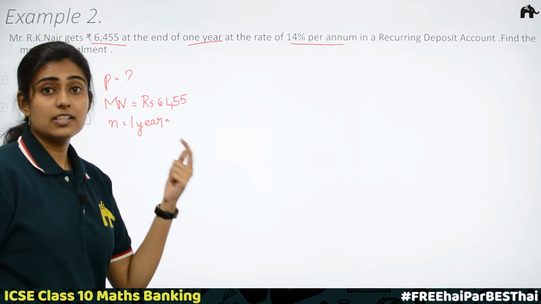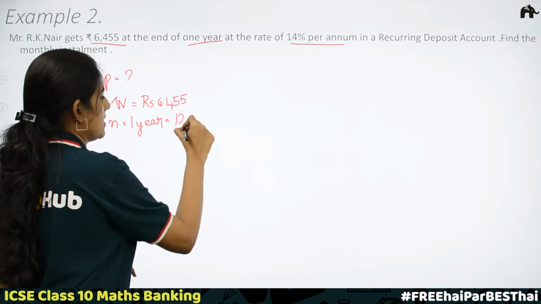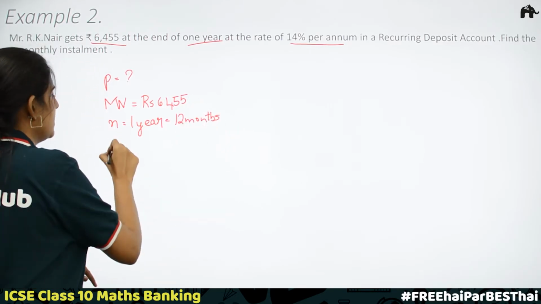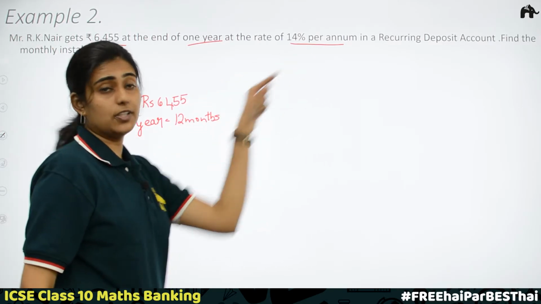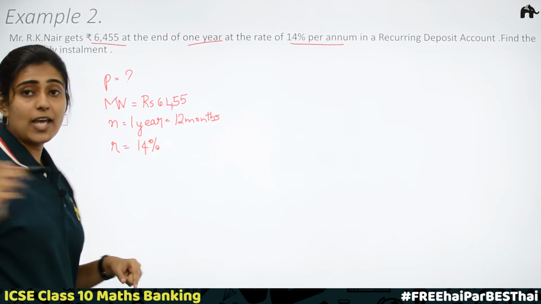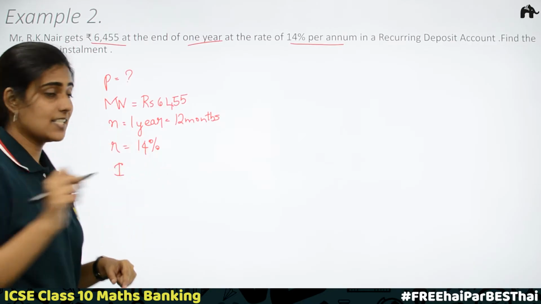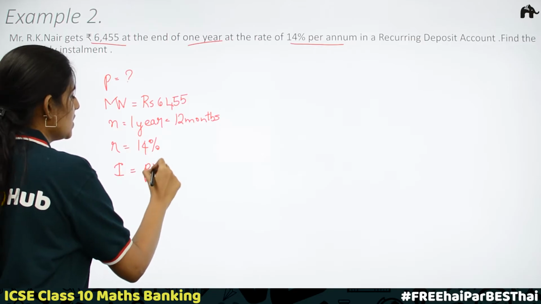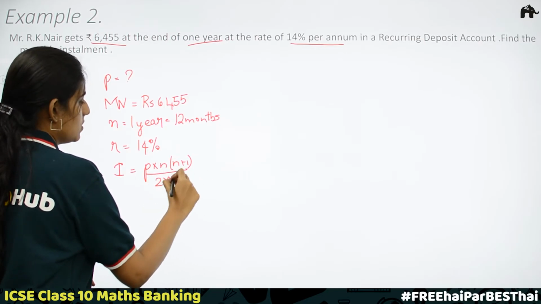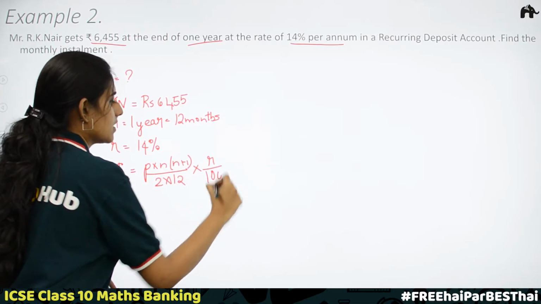What we need to do? We have to convert years into months. That is 1 year is equal to 12 months. Then rate of interest is given. R value is equal to 14%. How do you calculate interest? Yes, we memorized a formula to find interest. Interest I is equal to P into N plus 1 divided by 2 into 12 into R divided by 100.